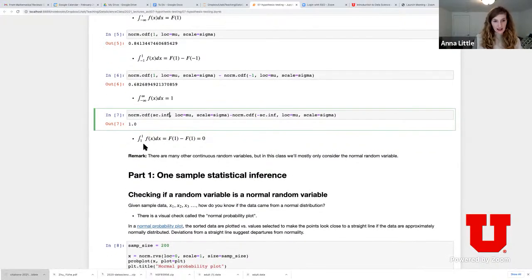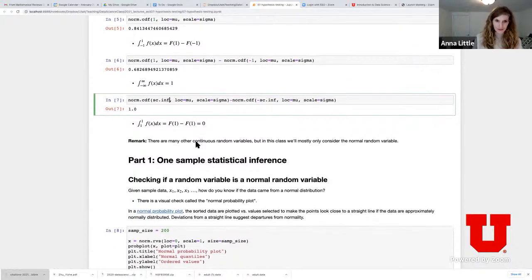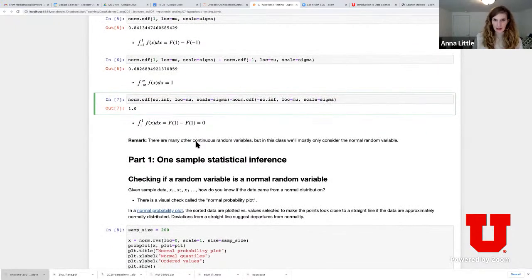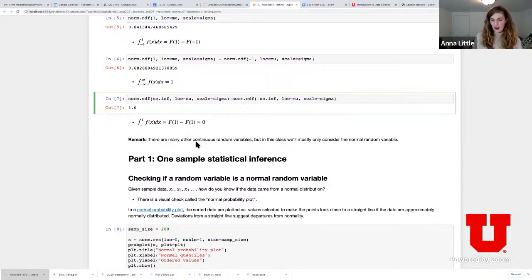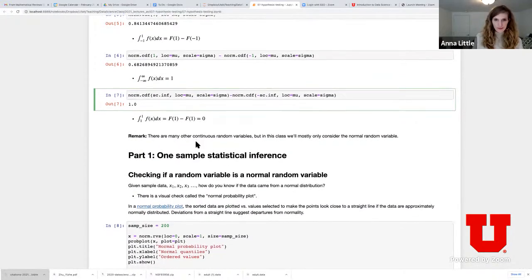Okay, and then here, if we integrate anything from 1 to 1, we just get 0. This reflects the fact that for a continuous random variable, the probability of any one specific value is 0. Okay, so yes, lots of other continuous distributions, but in this class, we'll mostly focus on the normal distribution.